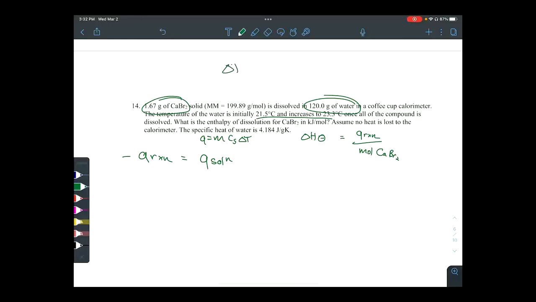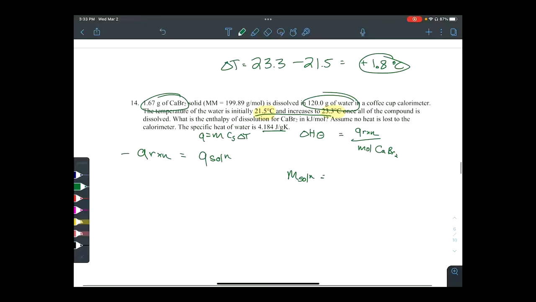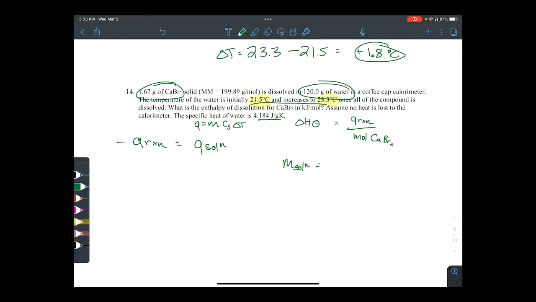Delta T is easy because they give it to us. They say that the temperature increases from 21.5 to 23.3, so it goes up a couple degrees. Delta T is final minus initial, so that is a positive 1.8 degrees Celsius. Specific heat they give to us, it's the same as water. But the most common mistake, other than the sign, is the mass that we use here.